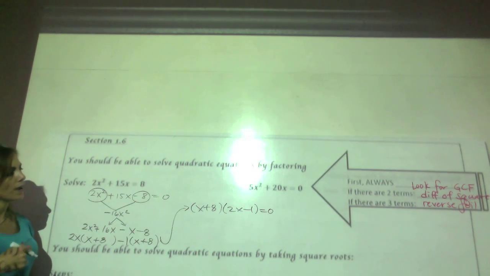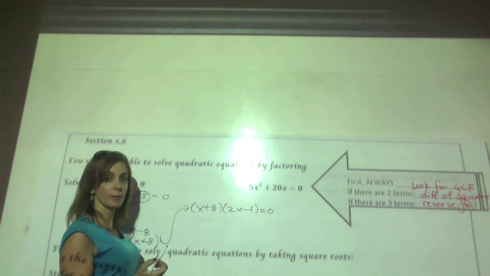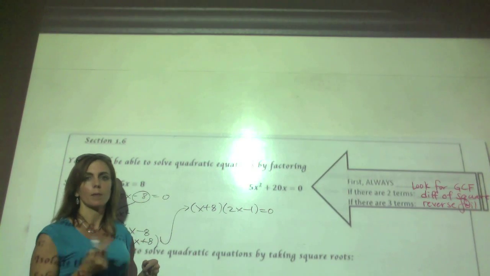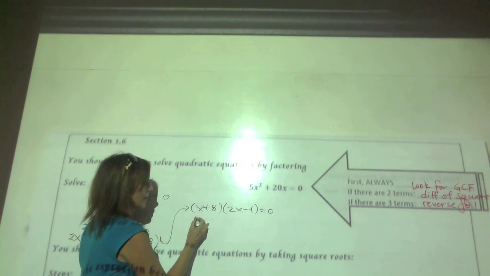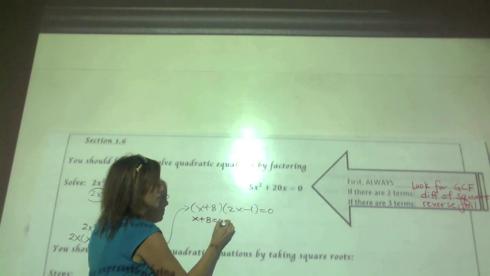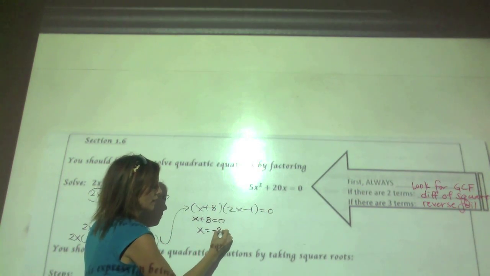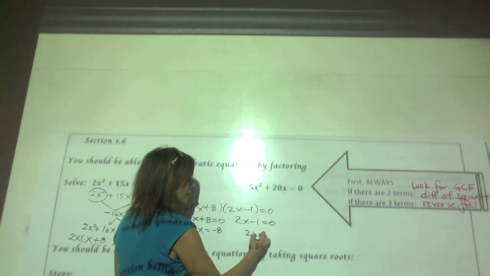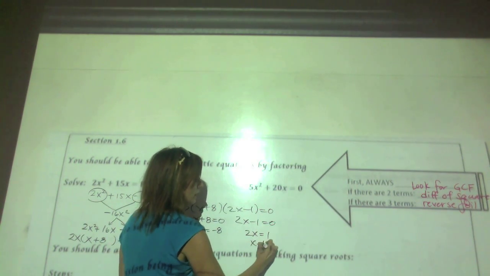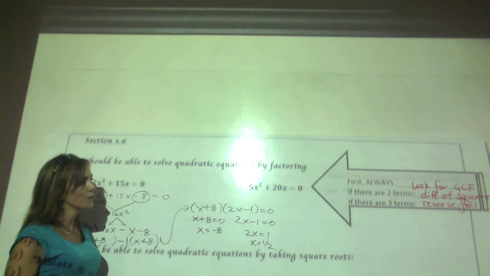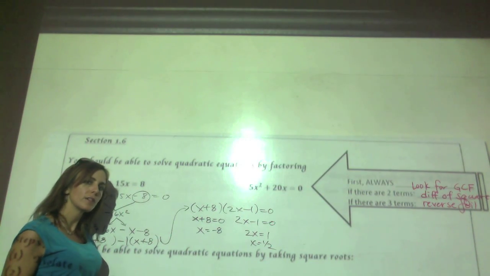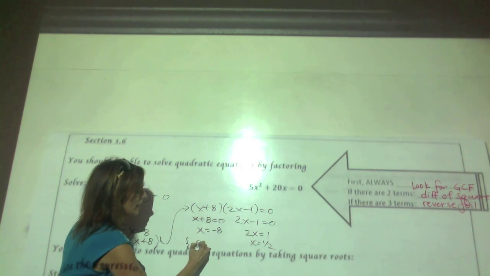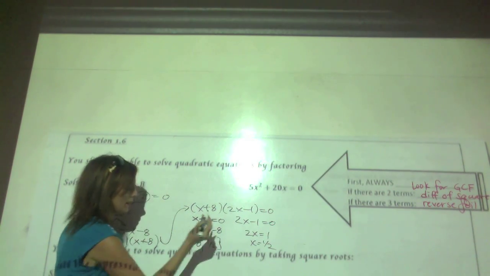Take those two factors and apply the zero product property, which says if two things multiplied together get 0, then at least one of them has got to be 0. So let's say x plus 8 equals 0. So x here has got to equal negative 8. 2x minus 1 equals 0. So x here would have to be 1/2. So in almost all quadratic equations, we're going to get two answers. And our answers here are negative 8 and 1/2.